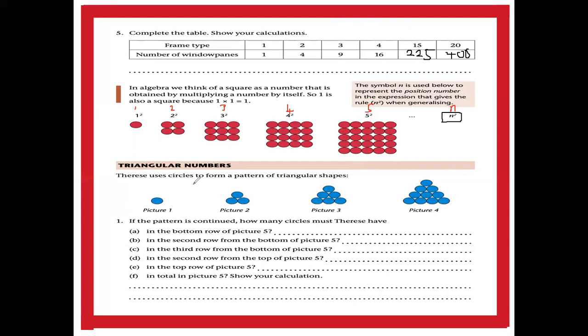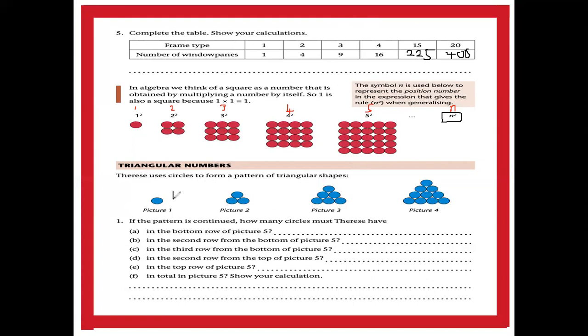Now we look at triangular numbers. These circles, sorry, what does it say? I don't know. Uses circles to form a pattern of triangular shapes. Oh, this is a person, Teresa. Sorry, I thought it was a spelling error. So Teresa uses circles to form a pattern of triangular shapes. Picture 1, picture 2, picture 3, and picture 4.